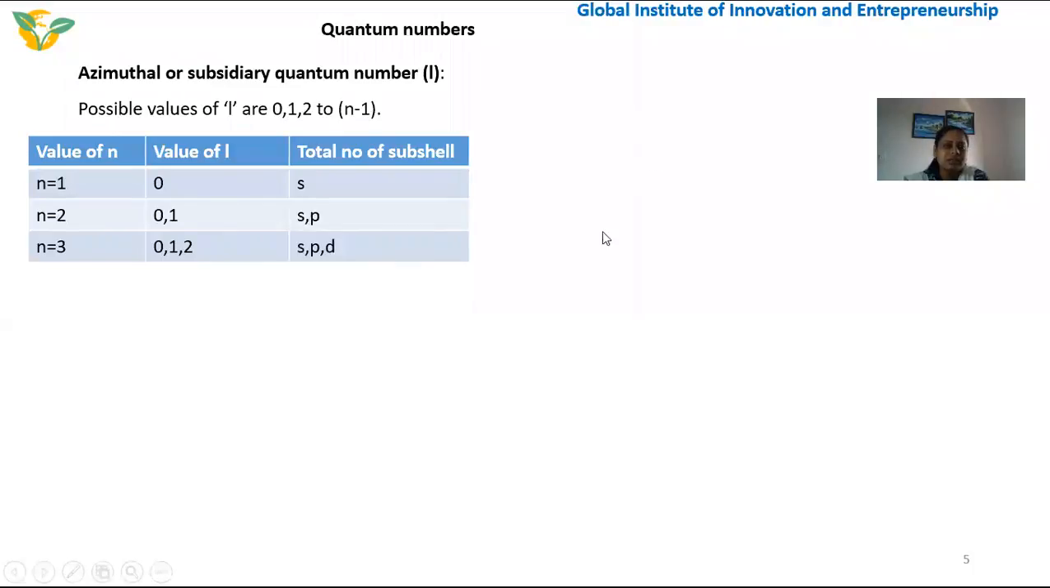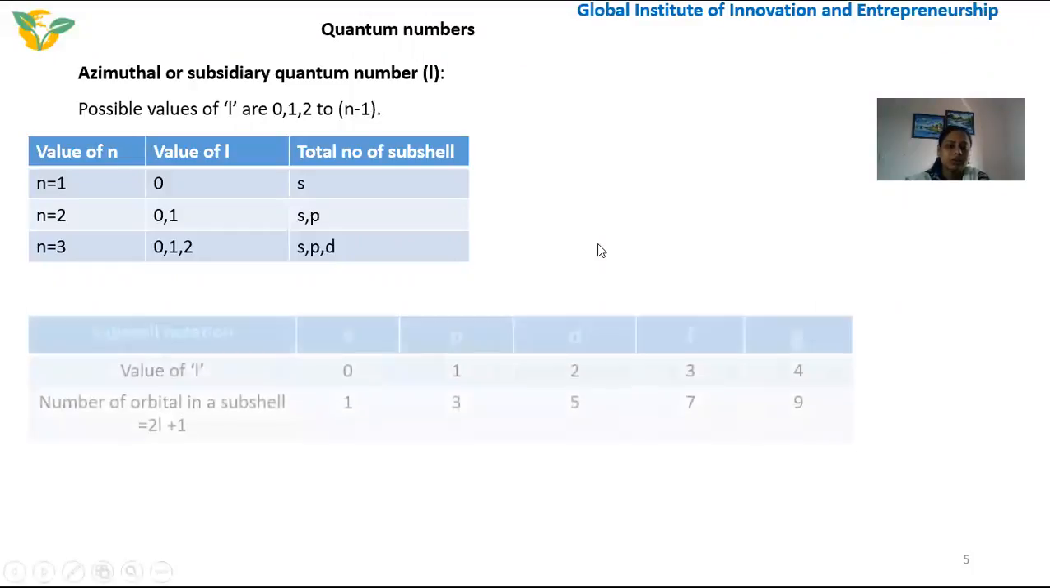So here we can see that the first energy level has only one sub-energy level, the second energy level has two sub-energy levels, and the third energy level has three sub-energy levels. So the value of l is dependent on the principal quantum number. That's why the azimuthal quantum number is also known as the subsidiary quantum number. So the azimuthal quantum number gives us the idea about the subshell.